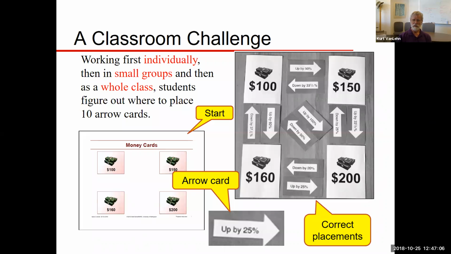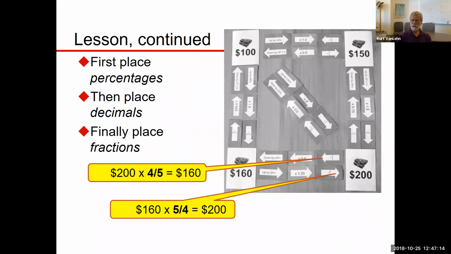Instead, it's sort of like survival of the fittest. Hopefully the best ideas will percolate upward from individuals through small groups to the whole class. To encourage that to happen, after they've placed the percentage cards, they place some decimal cards, first as individuals, then as small groups, then as a whole class. And finally, they place fraction cards. That's usually when the light dawns, because then they see that a proper placement involves just inverting the fraction.